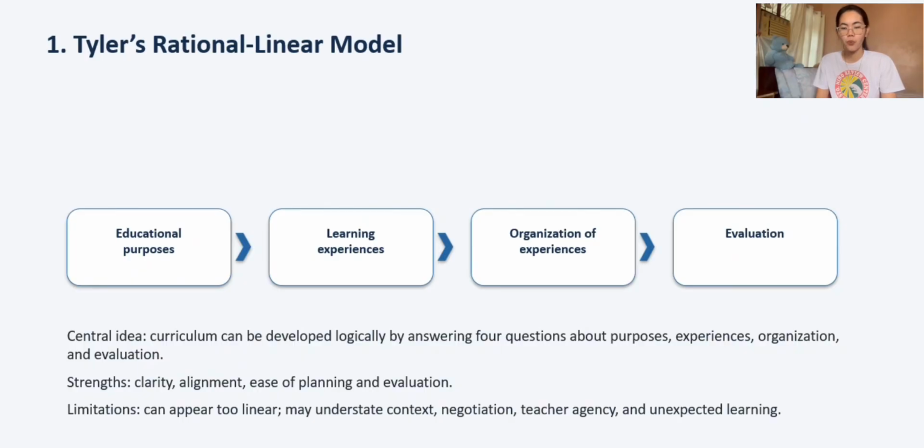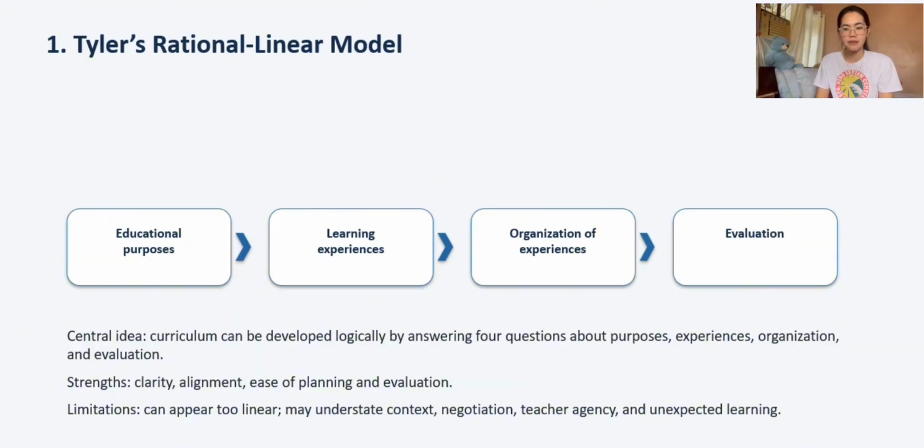Tyler's model is one of the most well-known curriculum development models. It follows a logical sequence. It asks four major questions. First, what educational purposes should the school seek to attain? Second, what learning experiences can be provided to achieve these purposes? Third, how can these learning experiences be effectively organized? And fourth, how can we determine whether the purposes have been achieved?